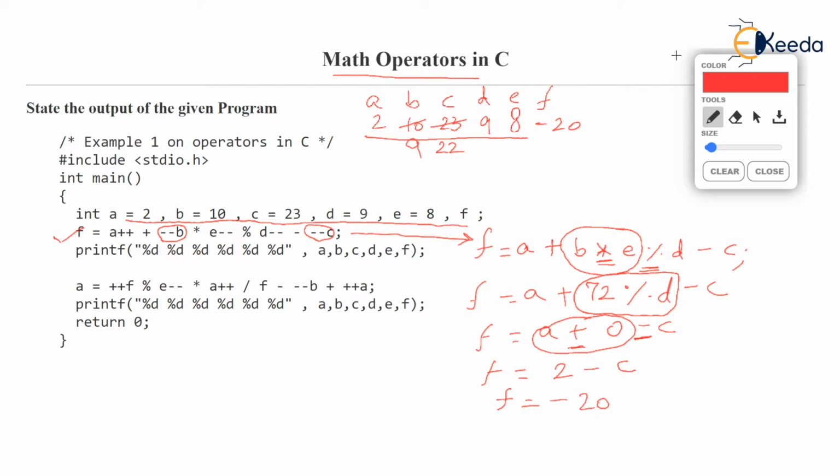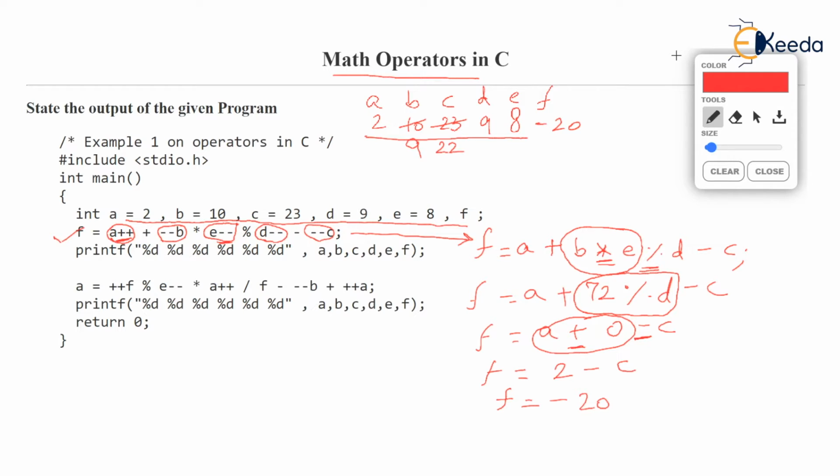Few more things are remaining. Check the cursor place. a plus plus has to be done now. This is the postfix increment, and this could have been done only after the expression. Similarly, e minus minus, check what I am marking. This is postfix decrement. This will be done now, and d minus minus will be done. So let's do it one by one.